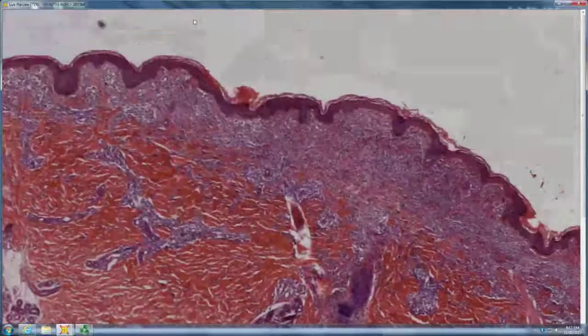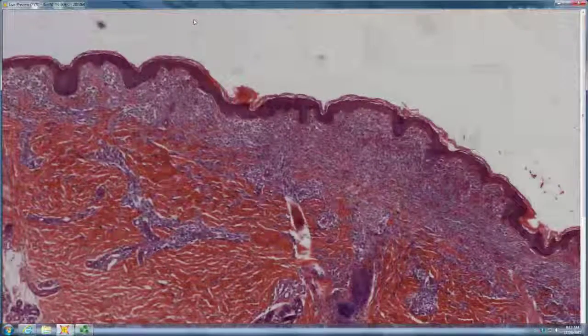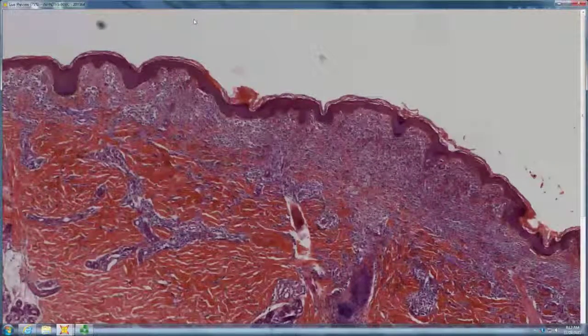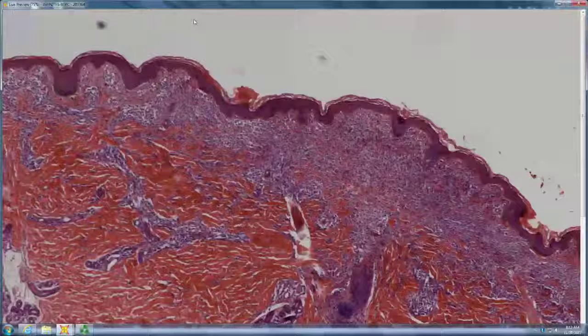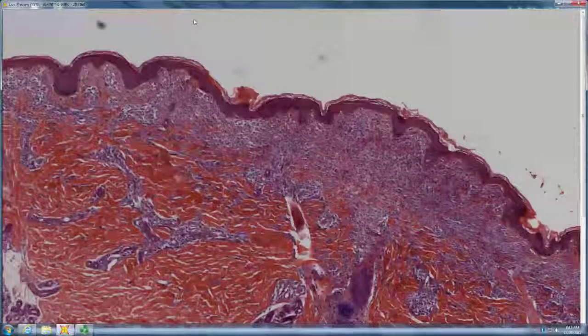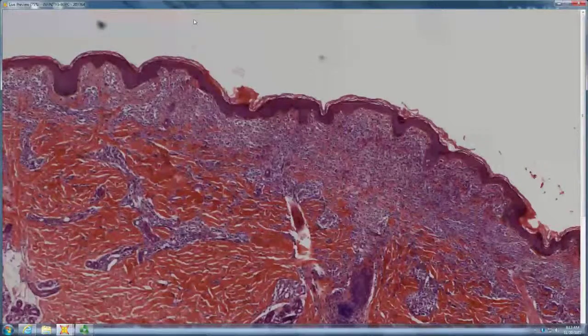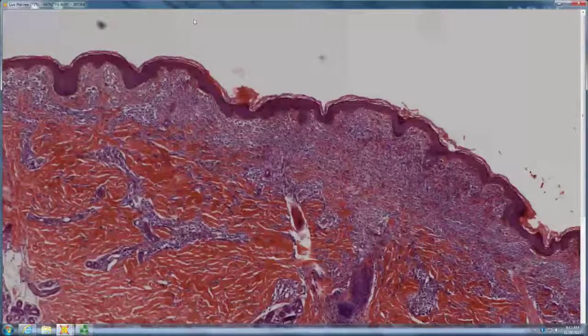So first off, what do you think the age of the patient is? Pretty young. How do you know that? The delicate kind of really pink staining color. Yeah, so it's a very red staining, very small collagen bundles. So it's probably a kid.